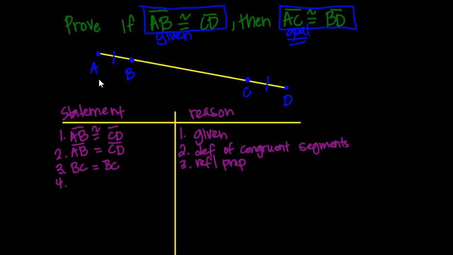Something is equal to itself. All right, so the 4th one. I want to say AB plus BC is equal to AC, segment addition property. So AB plus BC is equal to AC. That's segment addition.